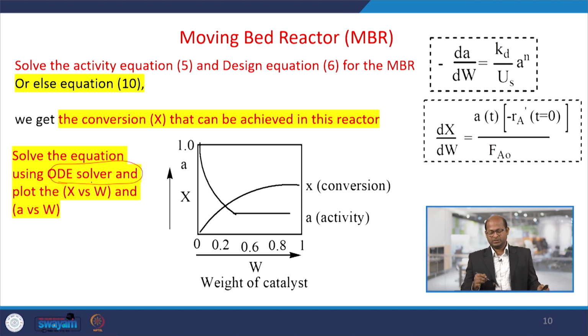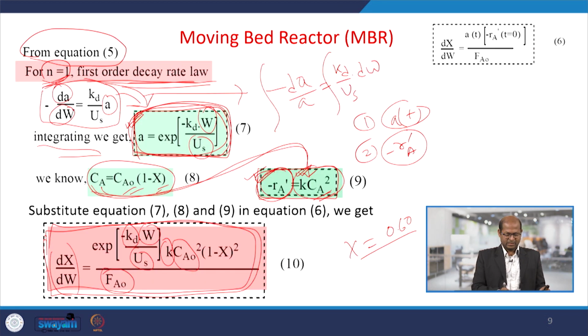Once we use this equation in ordinary differential solvers, these are the known components: Kd, the deactivation rate constant, which has a particular value, and the reaction rate constant, which also has a value.